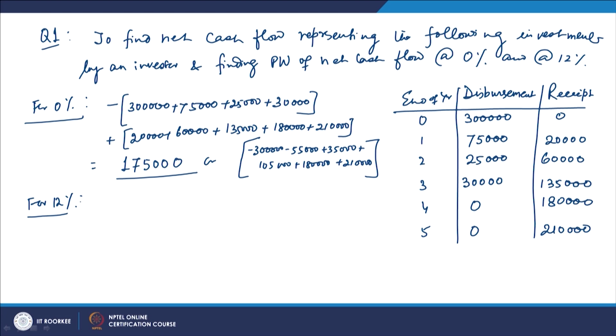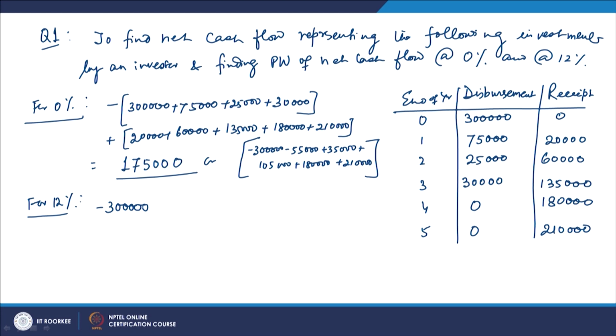Now, when your interest rate is in the picture, you have to take that value into account, so the time value of money will be coming into the picture. Now, what you see is that the present worth value will be, so this minus 3 lakh is anyway at present time, so its value is the same.